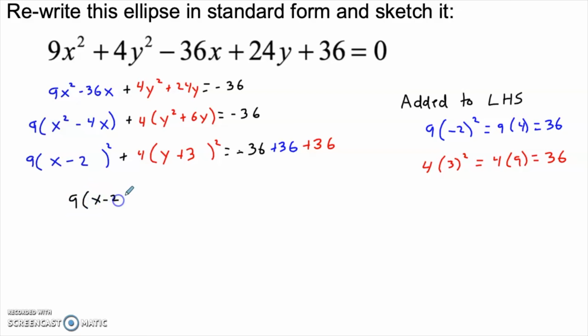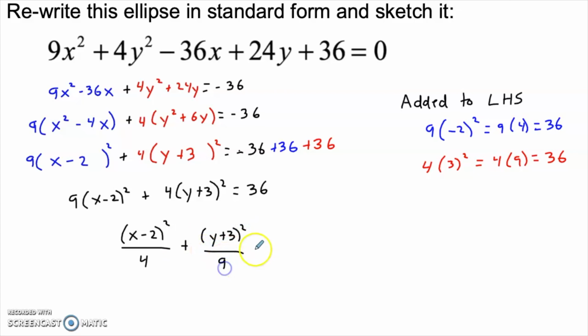Collecting terms, I get 9 times x minus 2 quantity squared, plus 4 times y plus 3 quantity squared equals 36. I want that 36 to be a 1, so I'll divide everything by 36, giving me this equation for my ellipse.